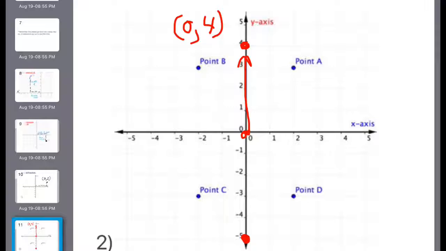So again, we do not go left or right. So my x is 0. We just go down. So my y is -5. Remember, anytime it is on the y-axis, your x value should be 0. So what do you think is going to happen if it's on the x-axis? What would be the ordered pair for this point? Pause the video and try that on your desk.